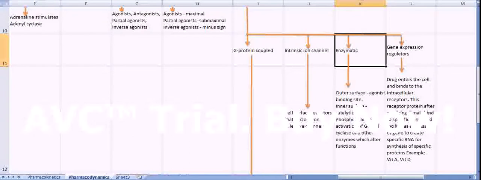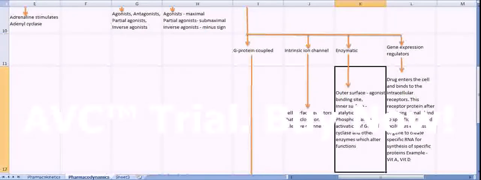For example, phosphorylation activation of guanyl cyclase, similar to the adenyl cyclase in G protein coupled receptors, and other enzymes which alter the function. Activation of guanyl cyclase and other enzymes alters the functions in the physiological process in the body.